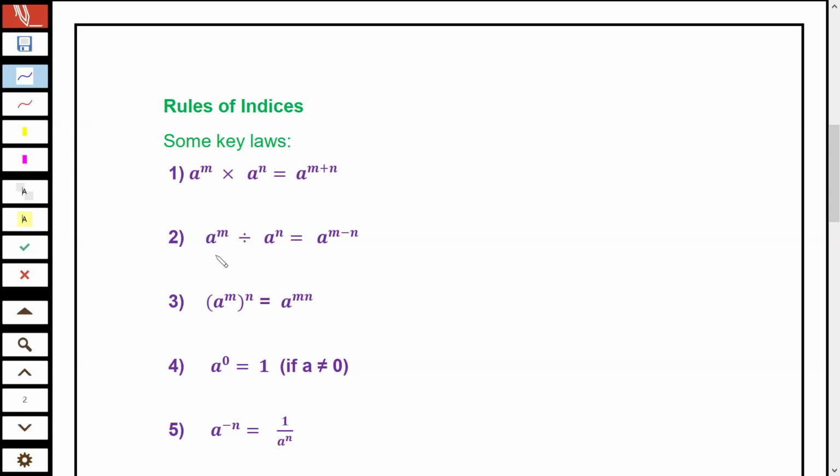Now for the second law, which says when you're dividing the same base with different indices, here it's a to the power of m divided by a to the power of n. Division becomes subtraction. So we have to subtract the powers by writing a to the power of m minus n. For the third law, when you raise a power to another power, in the case of a to the power of m raised to another power n, we have to multiply the powers or the indices. Multiplying m by n gives us a to the power of mn.